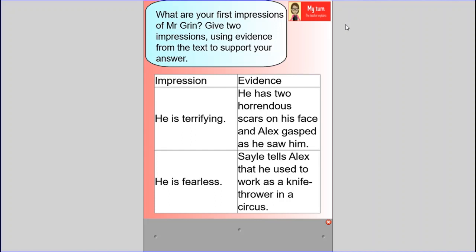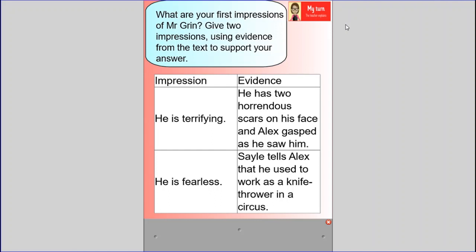So my first impression of Mr. Gwyn is that he is terrifying. My evidence to back this up is that he has 2 horrendous scars on his face, and Alex gasped as he saw him. If Alex wasn't shocked, if he wasn't afraid, he would not have gasped, would he? So Alex is scared of Mr. Gwyn, which gives me the impression that he is scary, that he's terrifying.